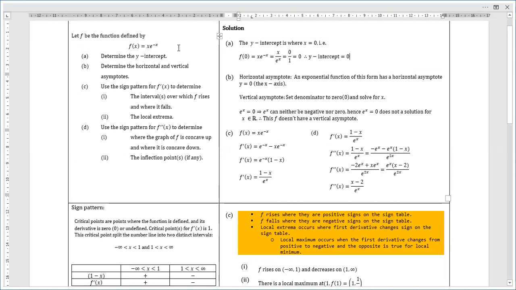We all know that the y-intercept is where the graph cuts the y-axis, and at that point, x is equal to what? To 0. So we plug in x right here, and we can see at the end of the day that the y-intercept is equal to 0. All right, let's move on to the second question.